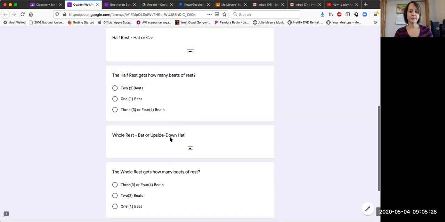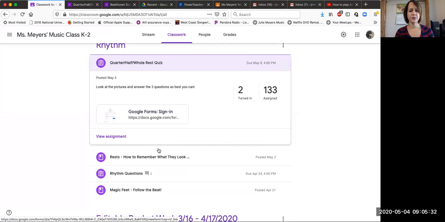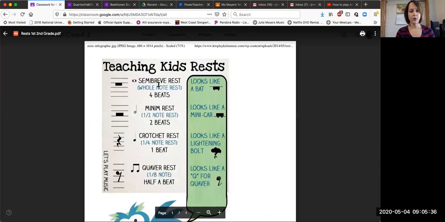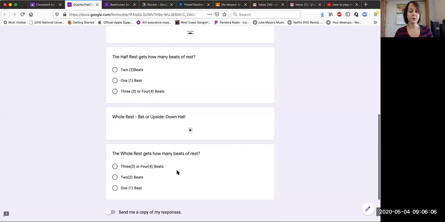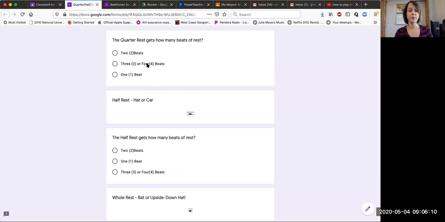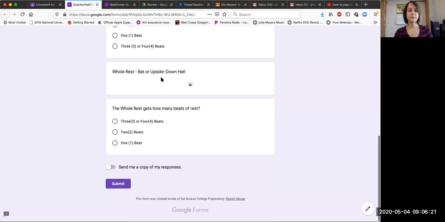Now let's talk about this for a second. Actually, I'm gonna go back to the picture because I do wanna talk about your whole rest, okay? Here it says it gets 4 beats, but if you remember in my classroom when I was talking about this on our word wall, the whole rest actually gets 3 or 4 beats depending on your time signature. So if your time signature is 4/4, it's going to get 4 beats of rest. But if your time signature is 3/4, then it's going to get 3 beats of rest. So that's why this quiz says 3 or 4 beats as a choice. But if that's too confusing, just remember 1, 2, or 4. So you're going to click on it, and then when you click on all of them, you're going to go ahead and hit submit, and then you're done.